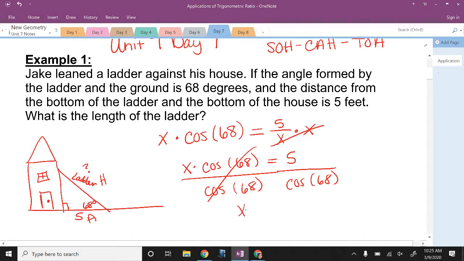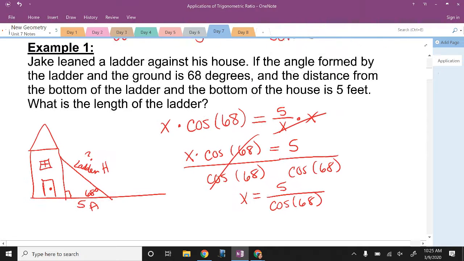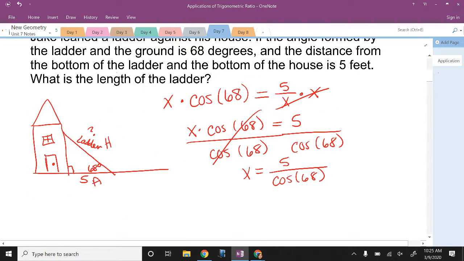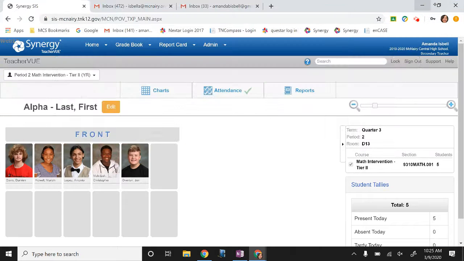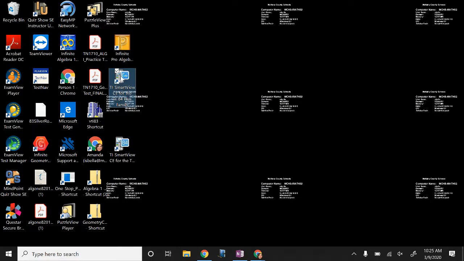So x is going to equal 5 divided by cosine of 68 degrees, right? So how do we get that? Calculator, right? All right, so y'all bear with me for a second while I get my calculator turned on. I hadn't done that yet today.